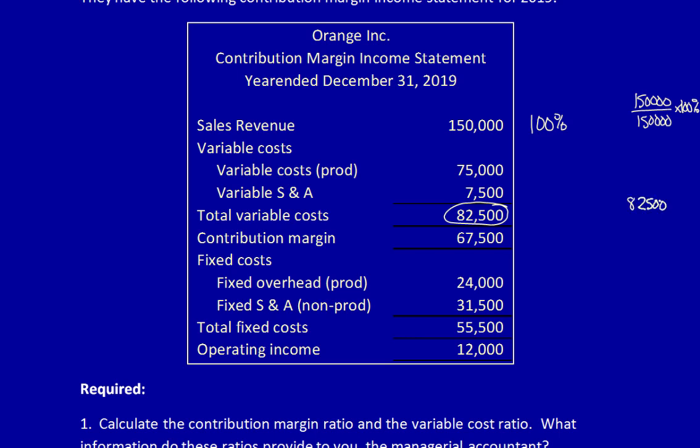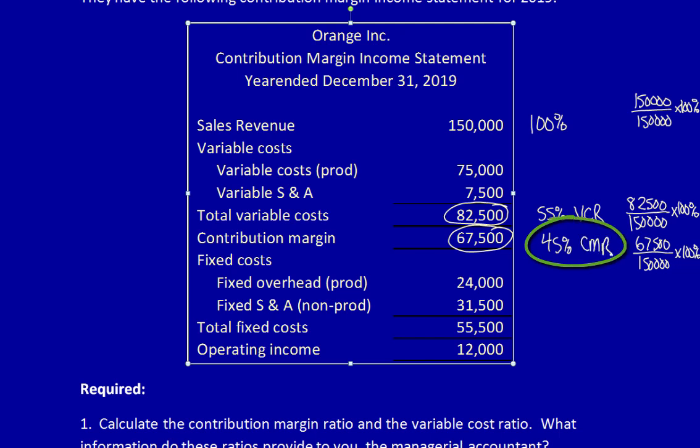Total variable costs divided by sales revenue multiplied times 100% is equal to 55%. That's the variable cost ratio. I'm going to use that in the future as a short form. Now let's try the contribution margin ratio. 67,500 divided by the sales revenue multiplied times 100% is equal to 45%. Contribution margin ratio. I'm going to use that in the future as a short form. Notice the relationship between the three percentages. 100 minus 55% is equal to 45%. That means that if I gave you even one of these, the variable cost ratio or the contribution margin ratio, you should be able to calculate the other ones.